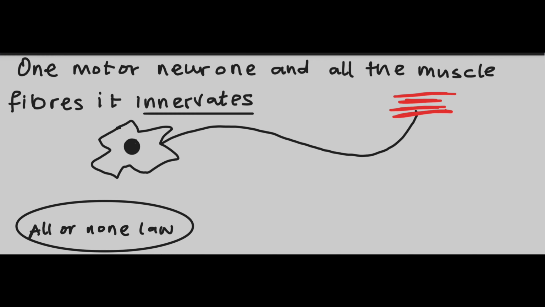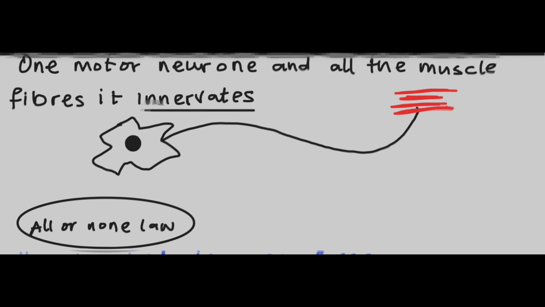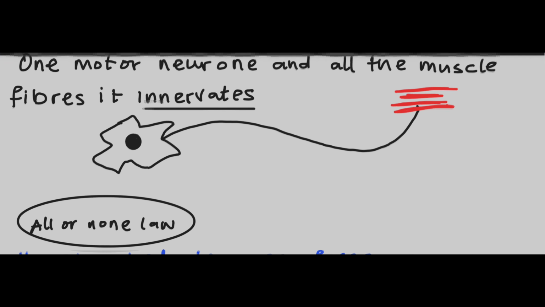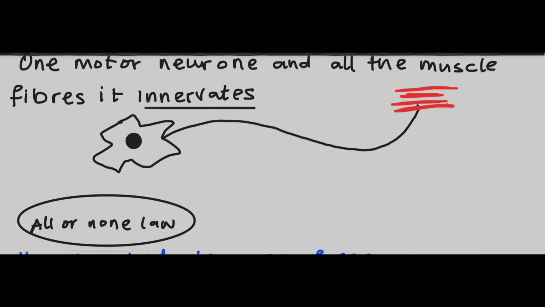So a motor unit can't only trigger 50% of its muscle fibers to contract. Once there's an impulse, a stimulus sent to the motor unit to cause the muscle to contract, if it's strong enough, it's going to cause all of the muscle fibers in that motor unit to contract, or none of them are going to contract at all if that stimulus, that impulse, isn't strong enough. So that's the all or none law.